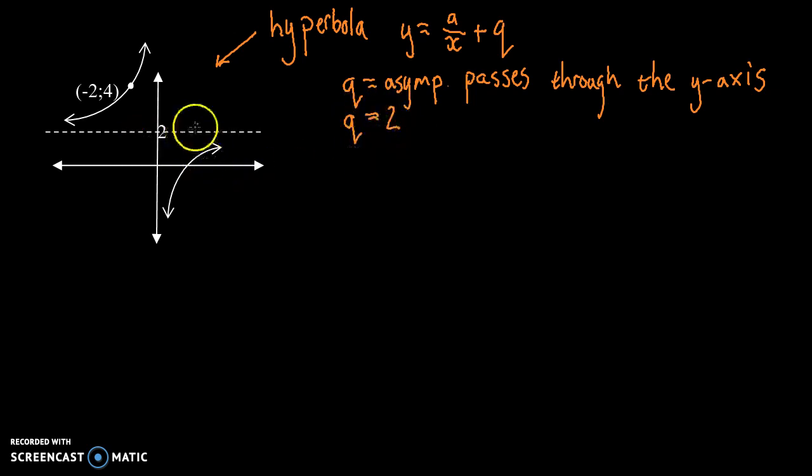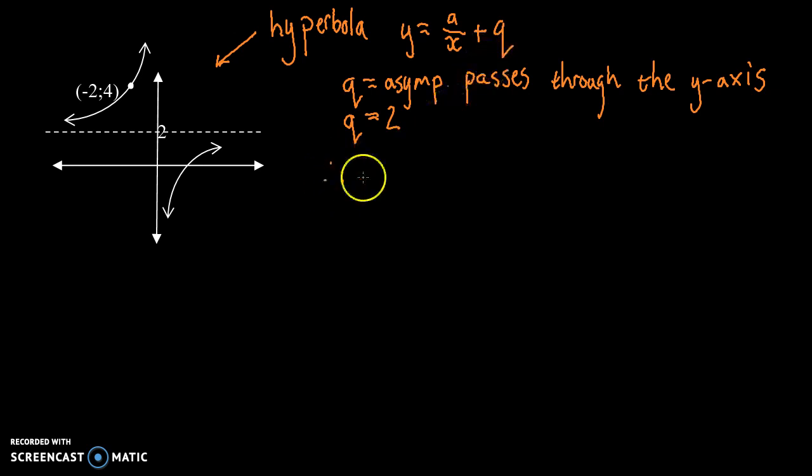Now, in this case, the asymptote passes through the number 2, so that means q must be equal to 2. Remember, there are two different asymptotes happening over here. We've got the one that's going across and the one that's going down. The other asymptote is where x equals 0, but you'll see it doesn't feature over here, so we don't need to worry about it at this point.